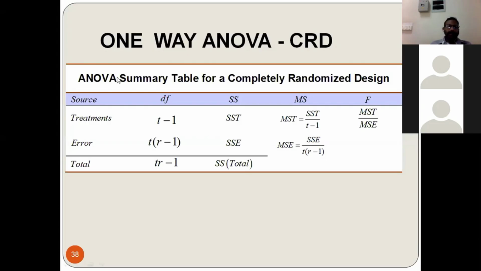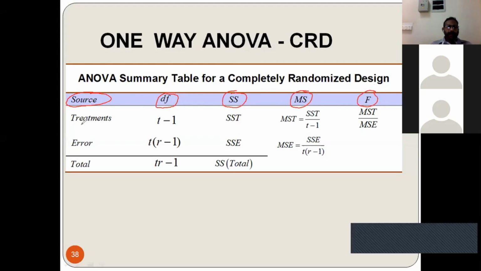So basically, source of variance. These are the main components of the ANOVA: source of variance, degrees of freedom. DF means degrees of freedom. SS means sums of square, mean square, and F calculated value. So treatment is your first source, right? Degrees of freedom is T minus 1. The total degrees of freedom: we have T number of treatments and R number of replicates, so T into R minus 1. That is the total degrees of freedom, right?